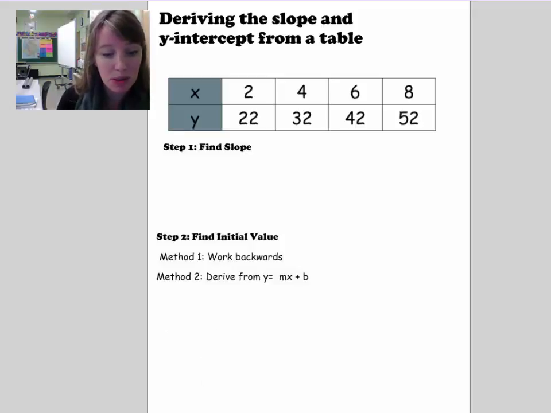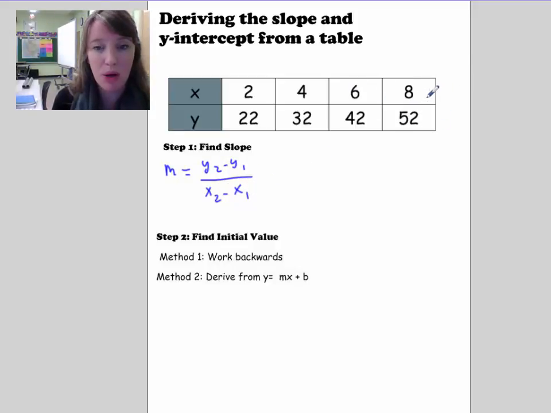Now remember, if we know it's a line, then it's pretty easy to find the slope. We're just going to use the slope equation: y2 minus y1 over x2 minus x1. So what we have to do is pick a point 1 and a point 2. Let's just pick these two right here, and say that this is point 2 and point 1.